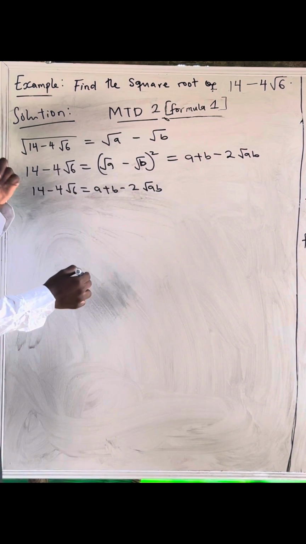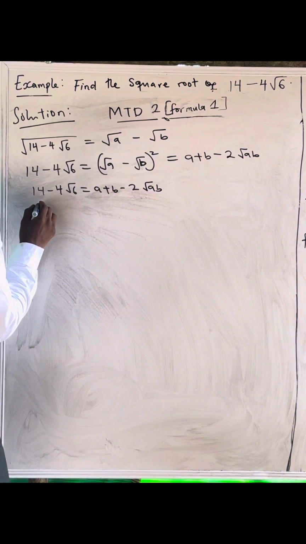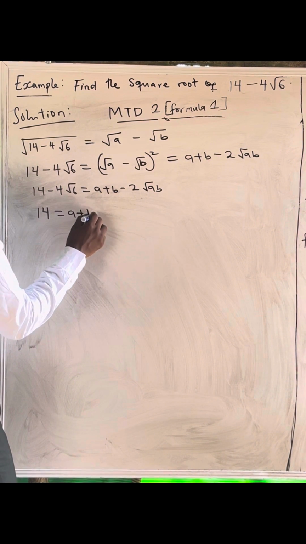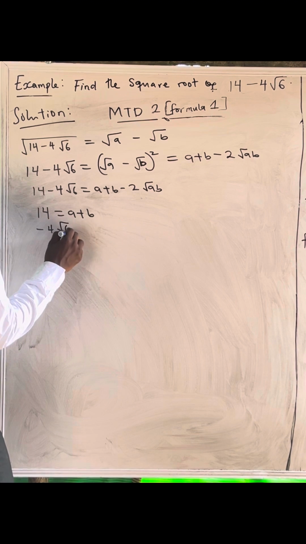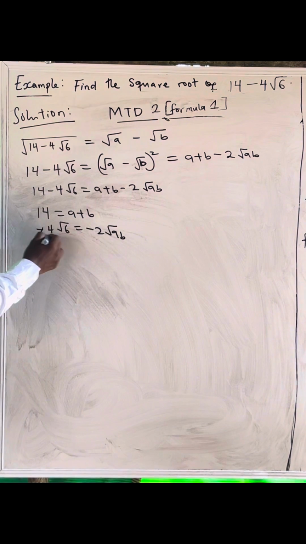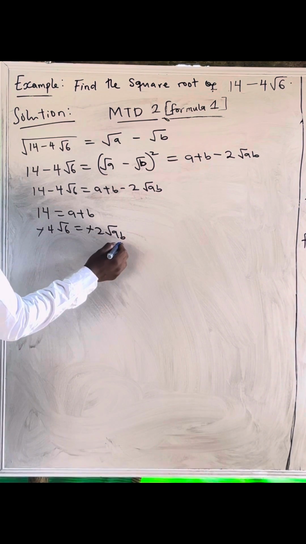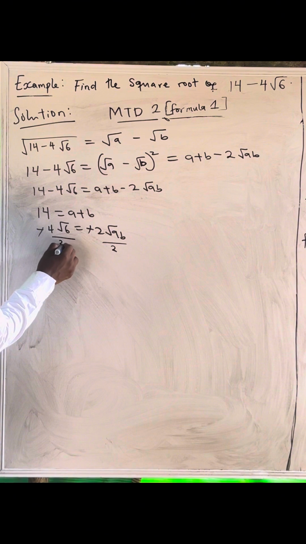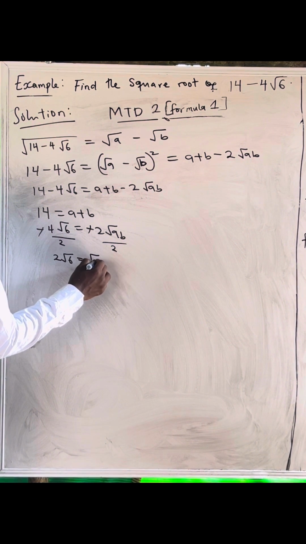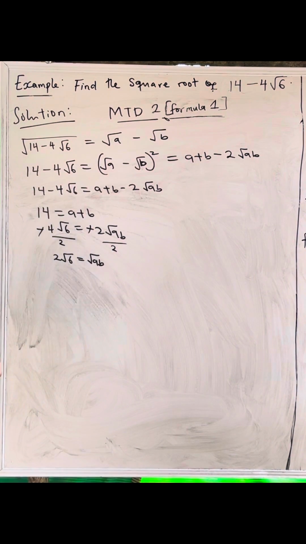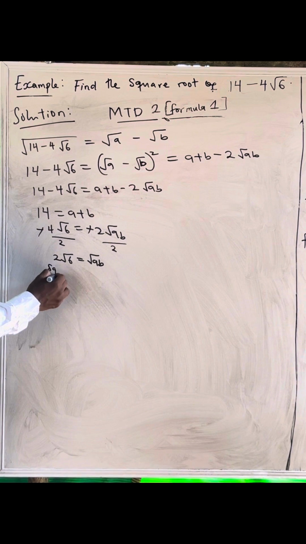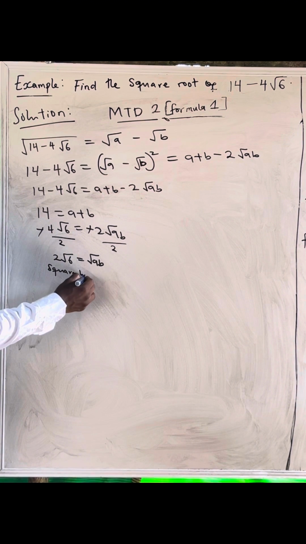After I've done this, the next thing I'm going to do is let 14 equal a plus b, and minus 4 root 6 equal minus 2 root ab. So, guys, minus cancels minus. Then I'm going to divide both sides by 2. This returns 2 root 6 is equals to root ab. Once I've done this, the next thing I'm going to do is square both sides.